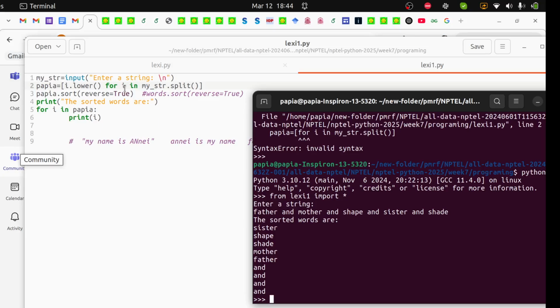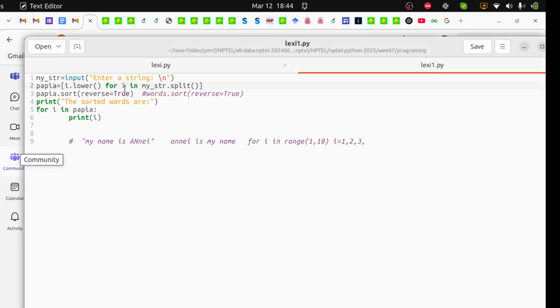Now my doubt is clear. Previously I was thinking that word is an inbuilt keyword where we can write. So i can be anything, or j, k, like that. It can be anything. Yes, I got that.